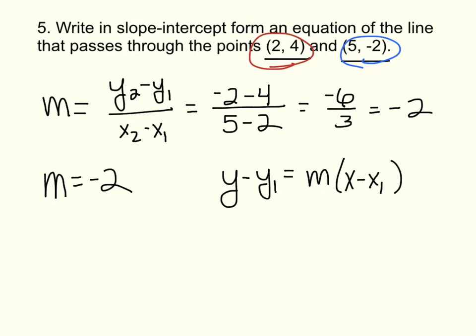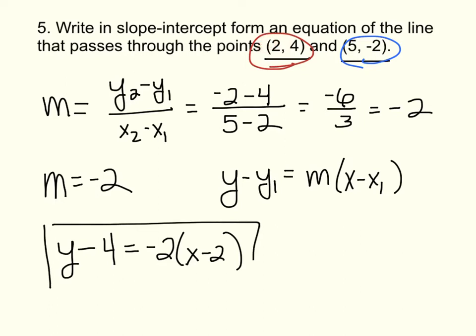So if you plug them in, y minus, I'm going to use the red one. My y value is right here, 4. So y minus 4 equals m, which is my slope, times x minus 2. And minus 2 is my x value. So there is example number 1.